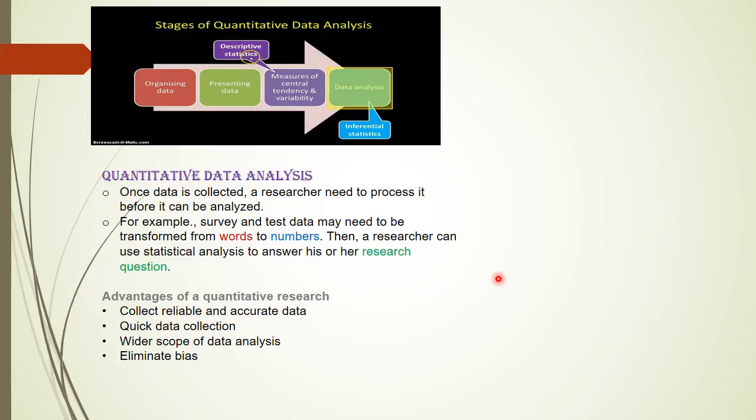Quantitative data analysis. Once data is collected, a researcher needs to process it before it can be analyzed. For example, survey and test data may need to be transformed from words to numbers. Then a researcher can use statistical analysis to answer his or her research question. Advantages include collecting reliable and accurate data, quick data collection, wider scope of data analysis, and eliminating bias.